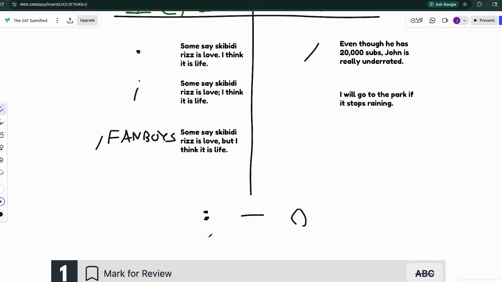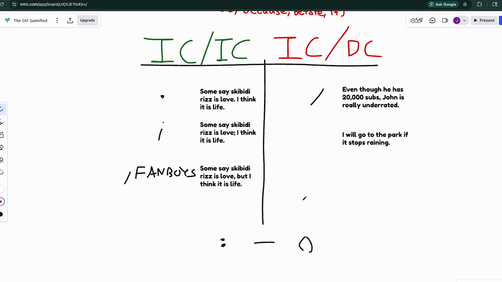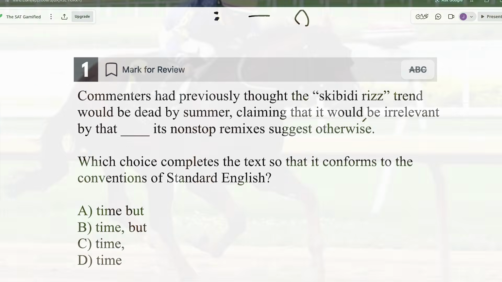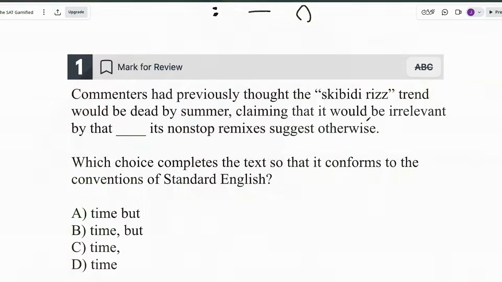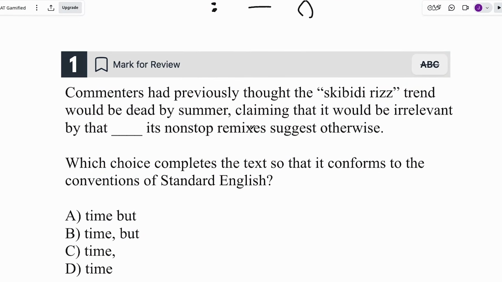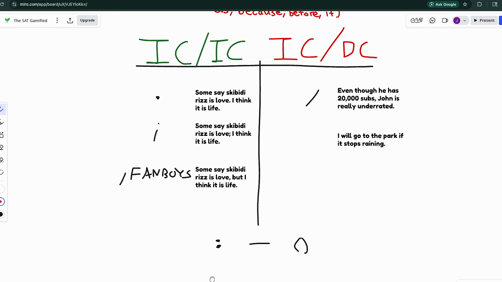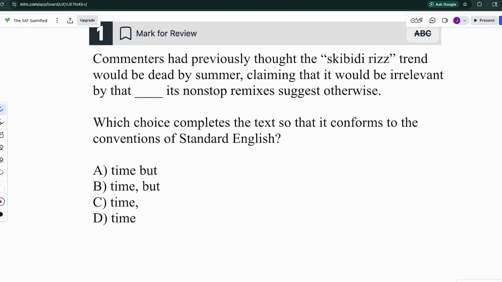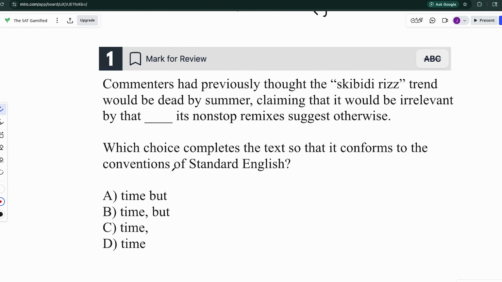You can also have colons, dashes, or parentheses, and these can be used for kind of both. So either independent, or independent-dependent. Commenters have previously thought that Skibidi Riz trend would be dead by summer, claiming that it would be irrelevant by that blank. Its non-stop remixes suggest otherwise. If you use the method from above, you can see that both of these two are independent clauses, so we have to find a choice that works for that. B is literally the only one of the ones they give us that can work for an independent.